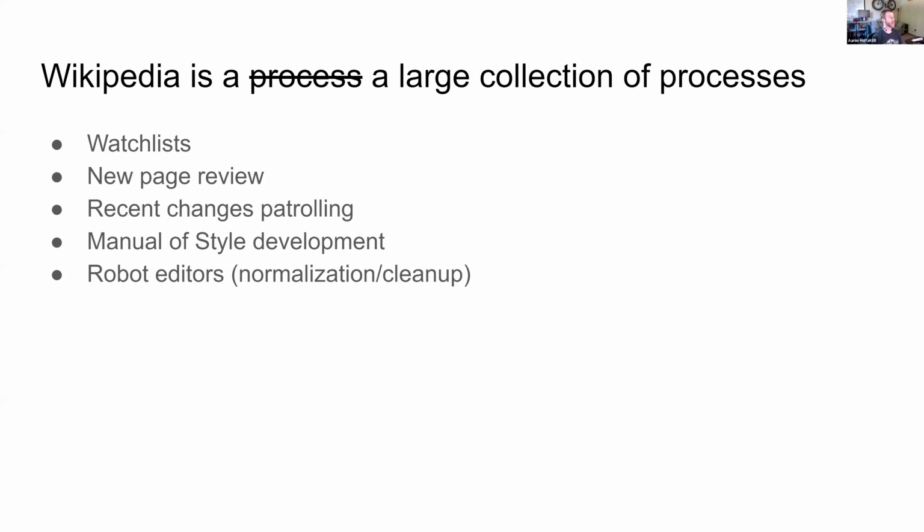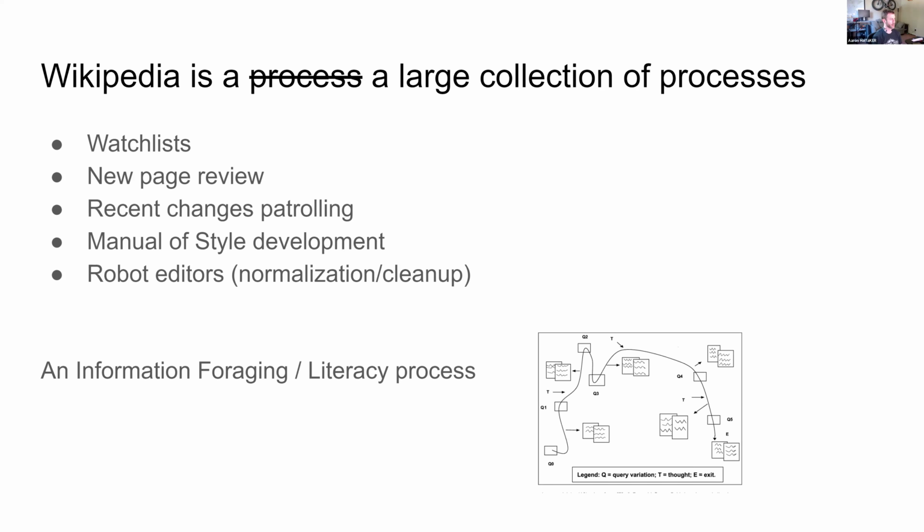So I would say Wikipedia is a process, or at least a large collection of processes that are focused around quality. I talked about watch lists. I talked about these new review processes. There's also a lot of work around manual style development. We have robot editors that are doing more things than just reverting bad stuff. They're doing normalization and cleanup and that sort of stuff. There's a huge amount of processes that are in place.